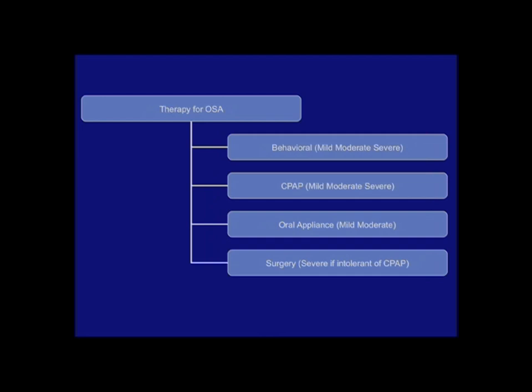ahead with referring them to a sleep dentist for an oral appliance, which is best suited for patients with mild to moderate obstructive sleep apnea. We may consider surgery in severe cases of obstructive sleep apnea, especially if they are intolerant of CPAP. And the literature nowadays is moving away from supporting UPPP and is showing greater benefit for the maxillomandibular advancement type surgery.